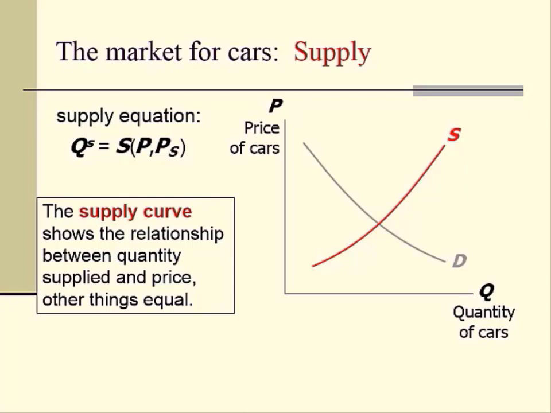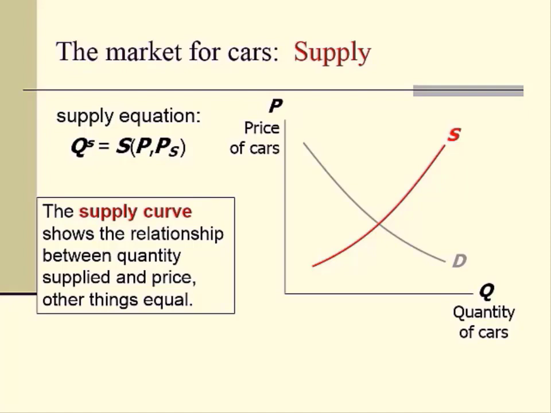This supply curve shows the relationship between quantity supplied and price, other things equal. Here, the other thing, that is the price of steel, is assumed to stay the same, constant at a certain level. So you can say that the price of the input, steel, is an exogenous variable that is determined outside of this model. Whereas inside the model, you have the price of cars and the quantity of cars supplied. So in this graph, its own price, P, is an endogenous variable, and its value is determined within the model. Endogenous, within the model.